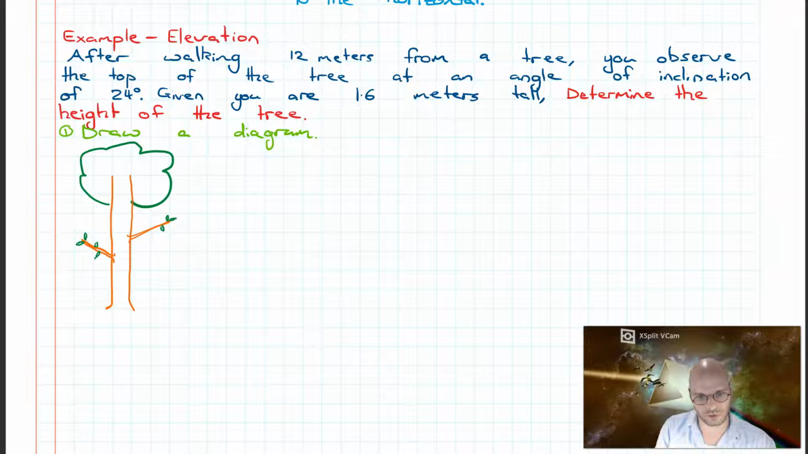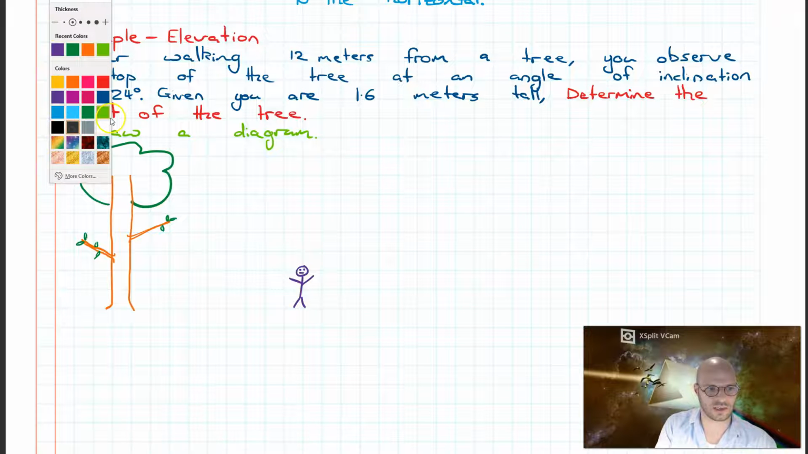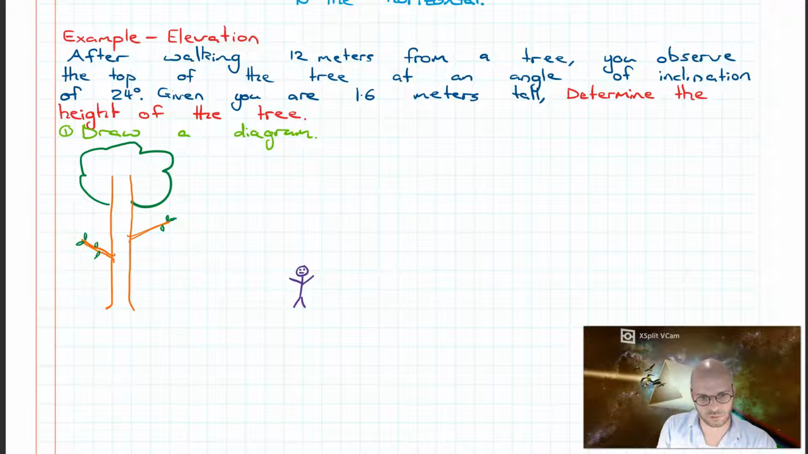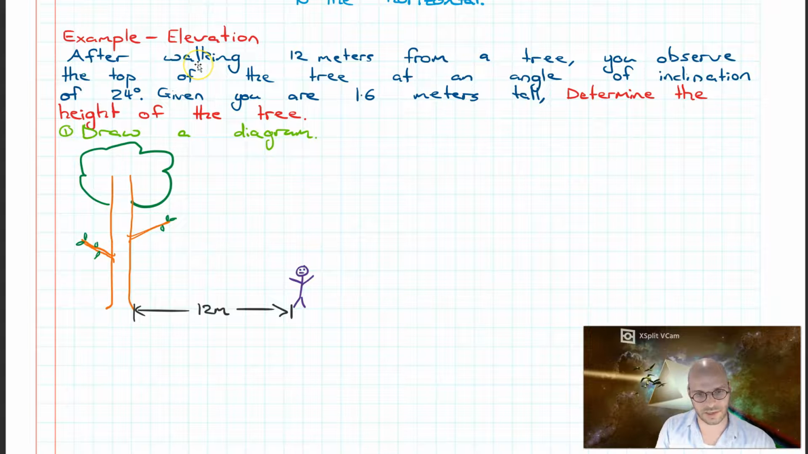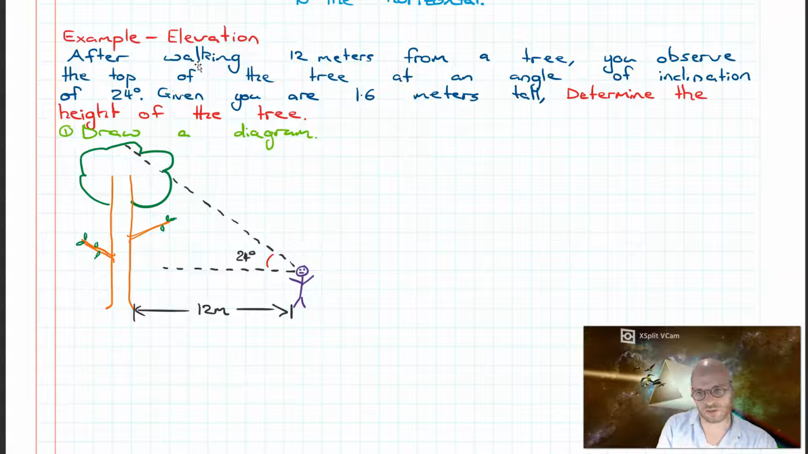Now I'll draw in my person. Okay. The tree and the person are separated by a distance of 12 meters. Just like that. And the person is looking upwards to the top of the tree. And their direction is relative to the horizontal. The question itself is asking for the height of the tree. We'll define this as h, and therefore this quantity over here represents the height.